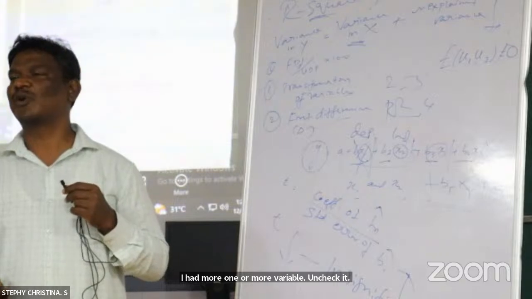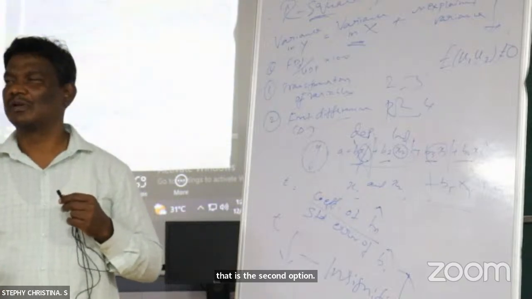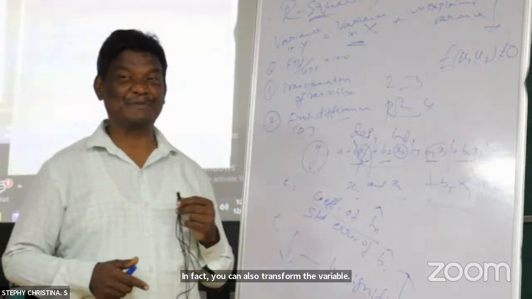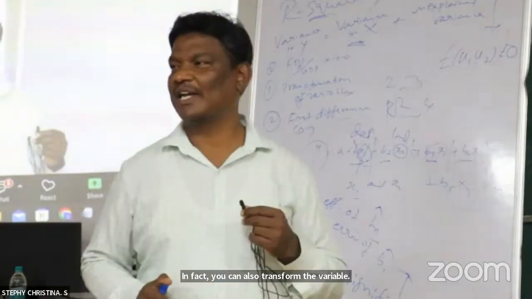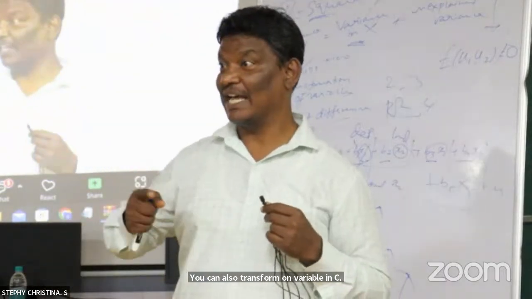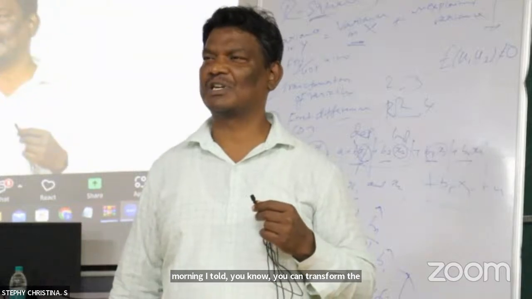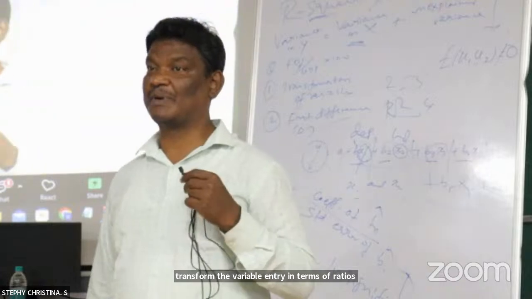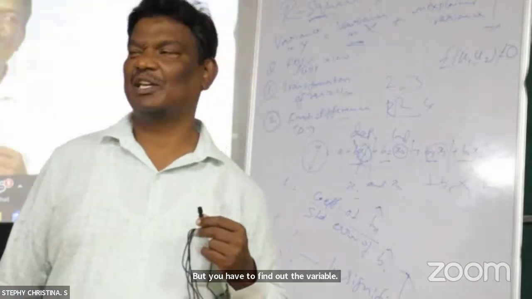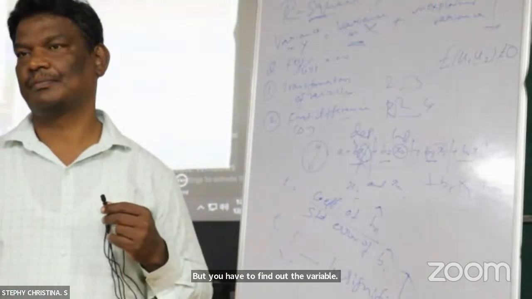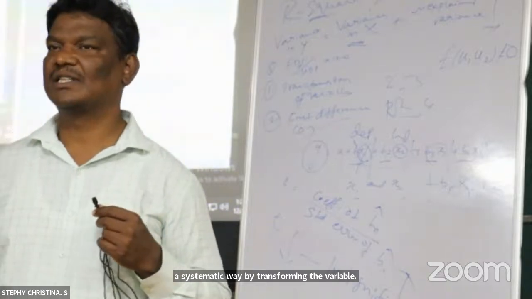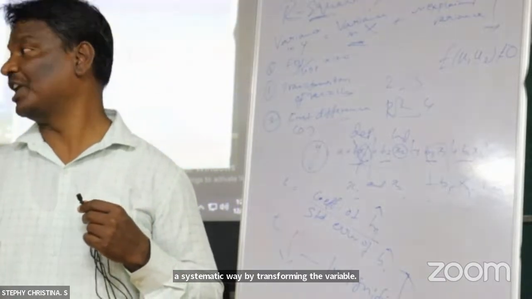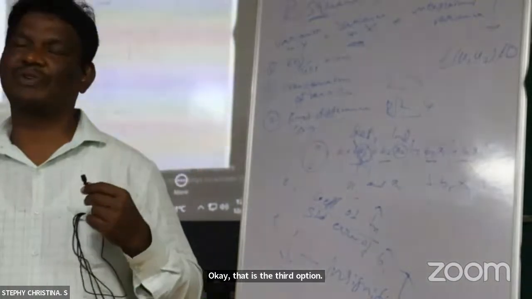In fact, you can also transform the variable. You can transform one variable and see. Morning I told you, you can transform the variable and see in terms of ratios. But you have to find out the variable in a systematic way by transforming the variable. That is the third option for multicollinearity. So this is very important.